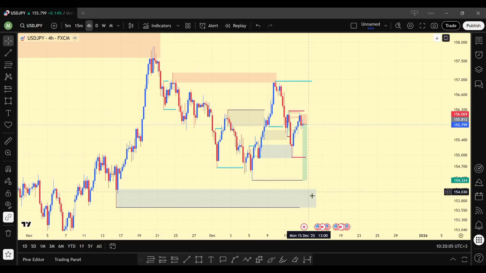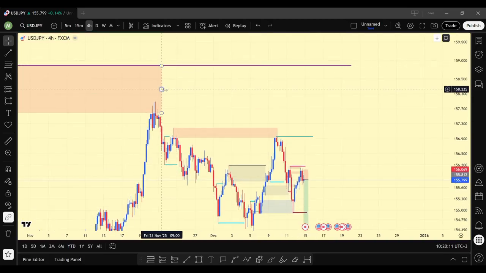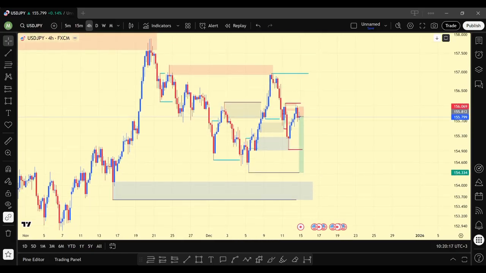But that doesn't mean that I am correct, because price can do whatever it wants. Price can decide to go all the way disrespecting this weekly time frame and all the way breaking past this high. So let's see what price does, but this is my analysis and this is my entry.